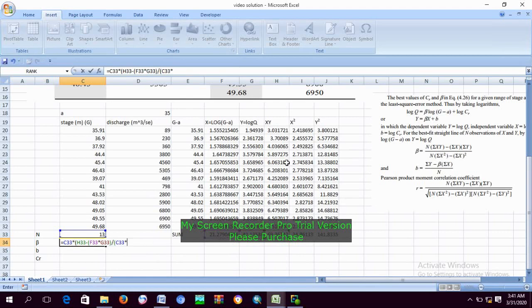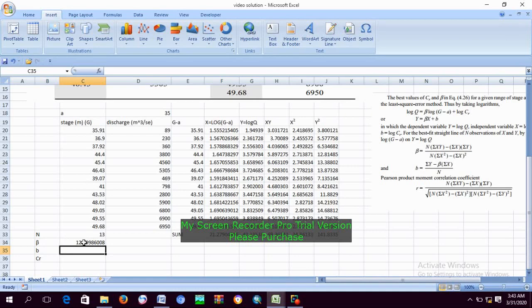Then the summation of x square means this value, minus the square of the summation of x. There is x to the power of 2, and this is the formula. If there is an error in a bracket, we can adjust it. This is the beta value. If there is some error, we can adjust.